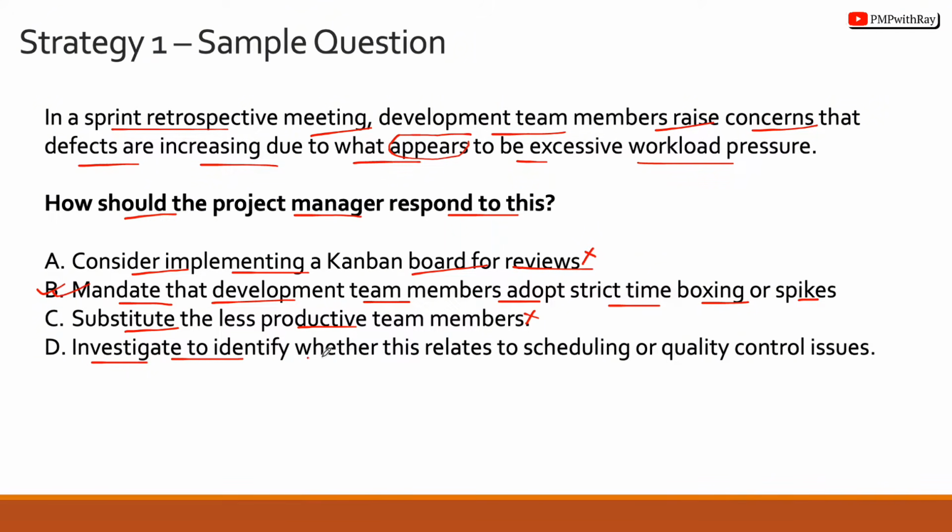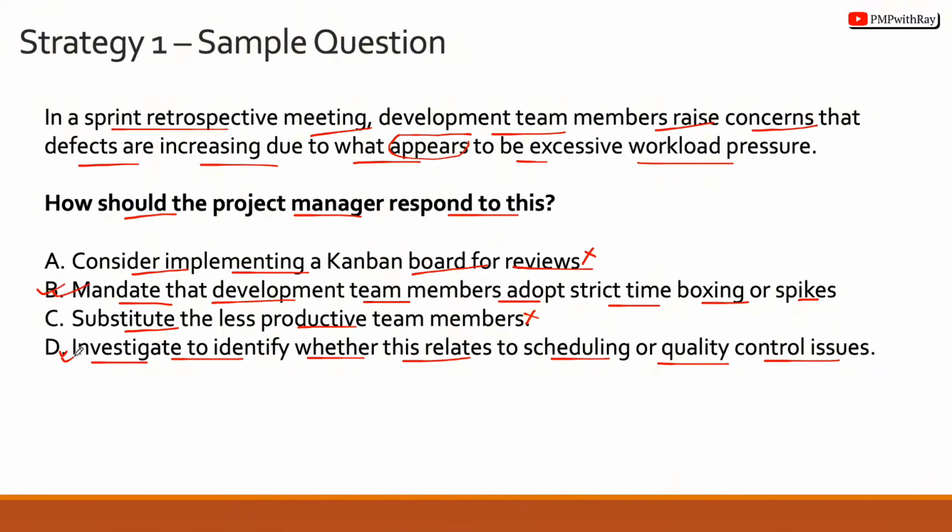Investigate to identify whether this relates to scheduling or quality control issues. So basically it is asking that you need to do a bit of root causing to identify whether scheduling is the problem or quality control is the problem, that there is a lot of rework being generated, and that is what is causing that excessive workload, and there is a concern that has been raised. So basically again, root causing, or trying to identify the right reason for a challenge that you are trying to solve. Okay, so answer option D is also a very close answer choice.